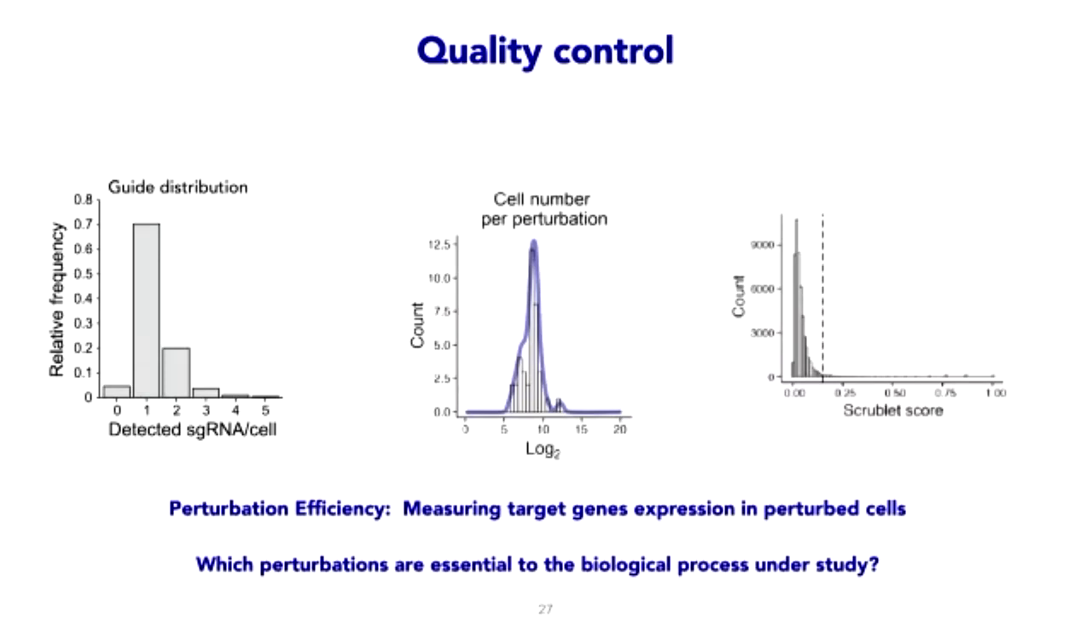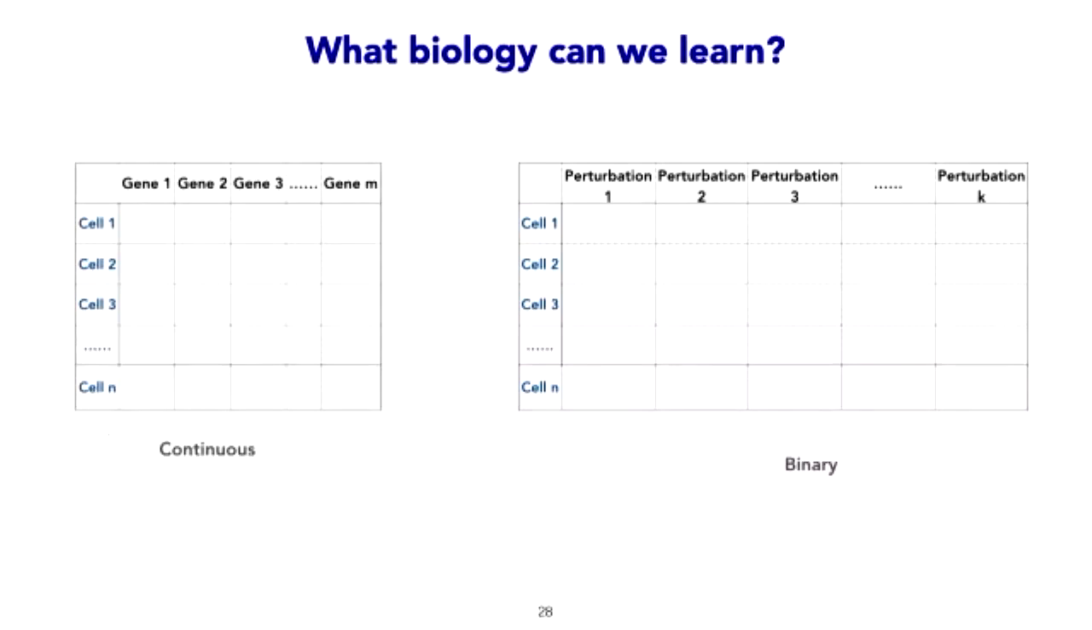a sense for this. And finally, if a perturbation that you selected was essential to the system, then you will not be observing it because the cells probably would not have survived without it if it's a knockout screen. So with the setups all laid out, let's get to the more interesting part. What biology can we learn?